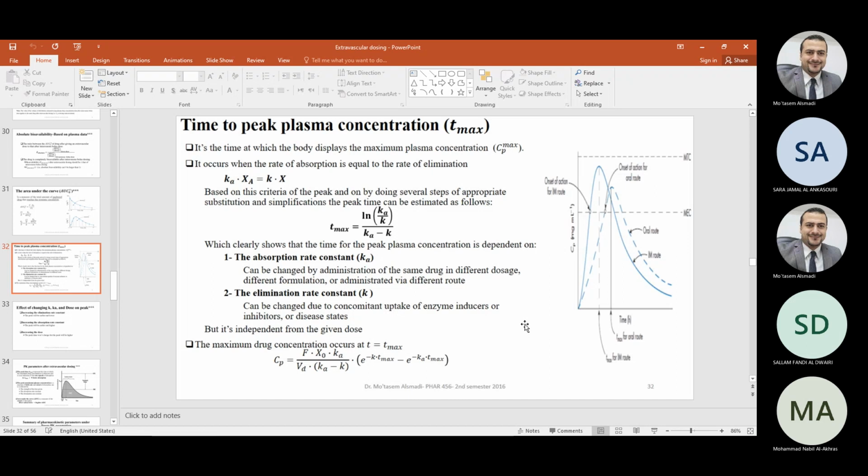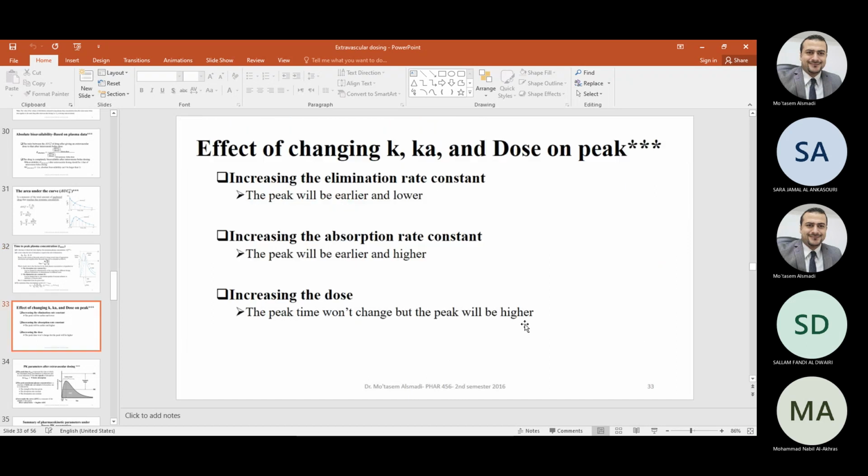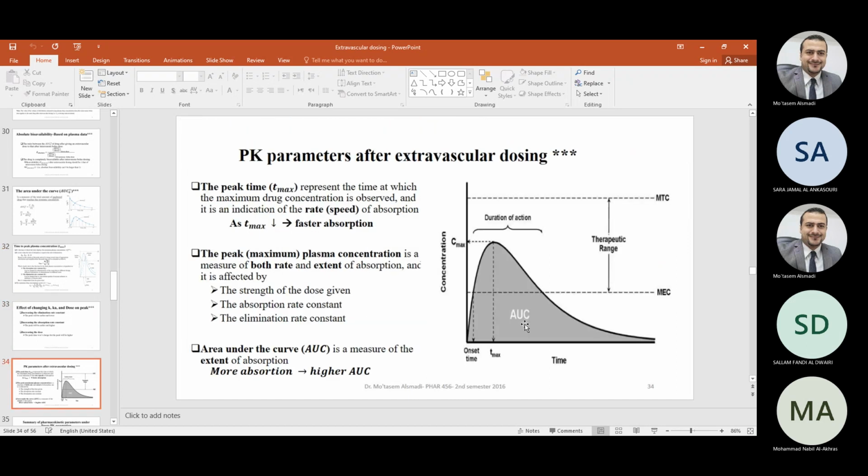So also Cp max is a measure of the extent, right? So Cp max is a measure of both rate and extent. Tmax is a measure of the rate. And we have the third parameter, which is the area under the curve. This is the shaded area under the curve. It's a measure of what? Extent. So you have one parameter for the extent, that's the area under the curve, one parameter for the rate, that's the Tmax, and one parameter for both, which is the Cmax.